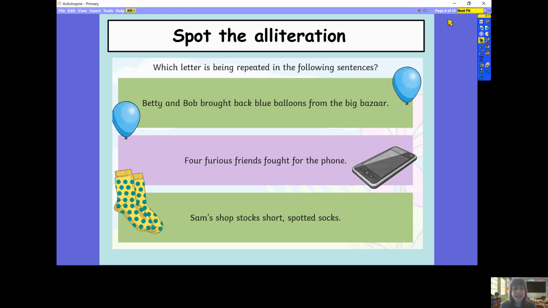One I really want you to have a look at now is the second one. 4 furious friends fought for the phone. Now, hopefully you spotted that it was the F sound being repeated, but I wonder if you noticed the F sound in phone. What's different to that in that word, to the others? Have a moment now and say it out loud to yourself. Press pause if you need.